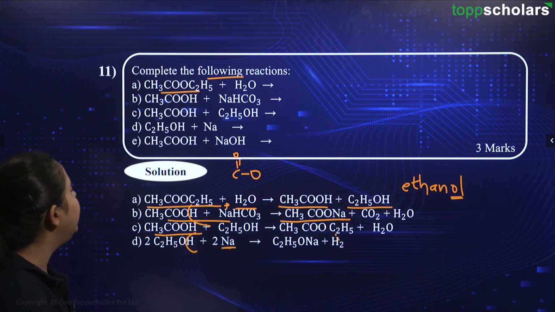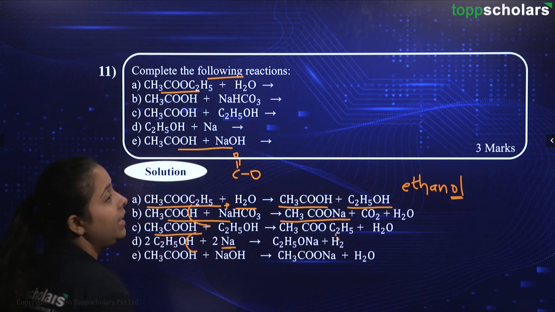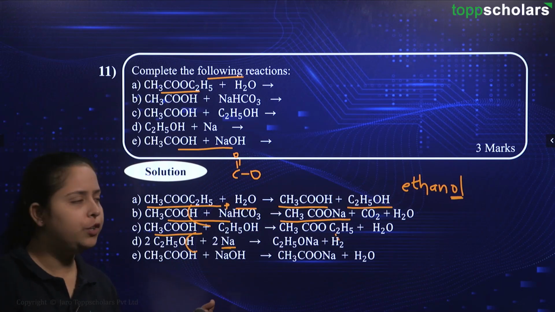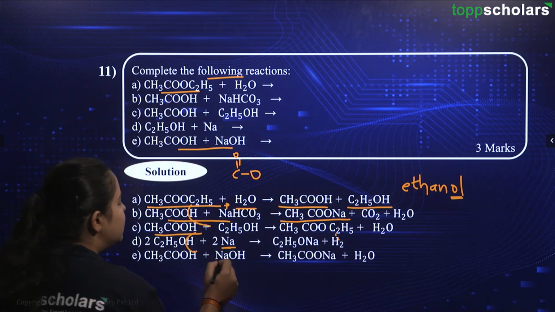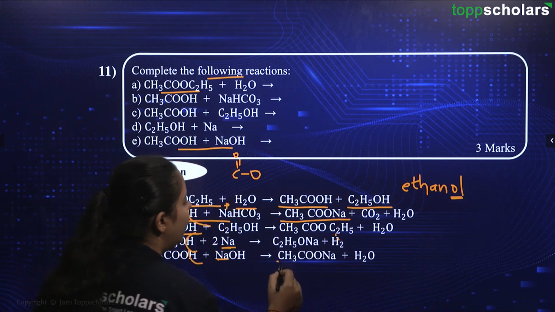Then we will go for the E part. It says CH3COOH is reacting with NaOH. NaOH is a strong base, that is understood to you. And now again this Na will displace this H and it will form CH3COONa.